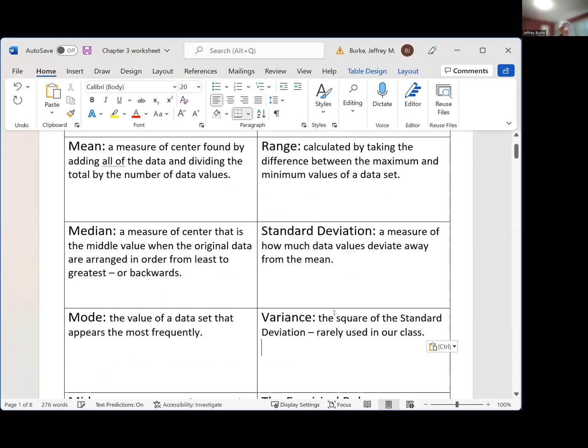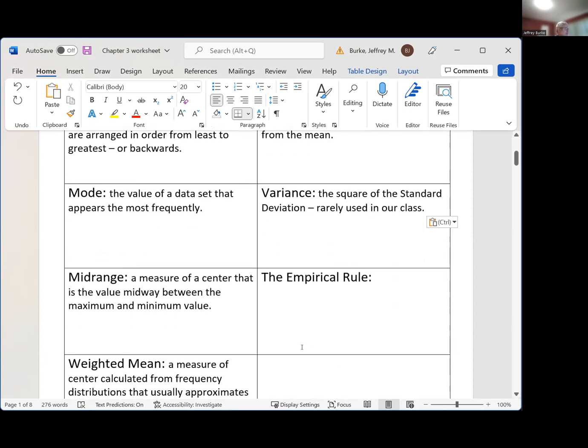Variance is simply the square of the standard deviation, which is not used in class too often. But if you take the standard deviation and you square it, you'll obtain the variance of the data.